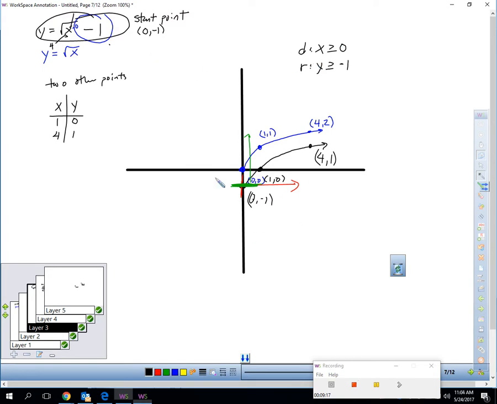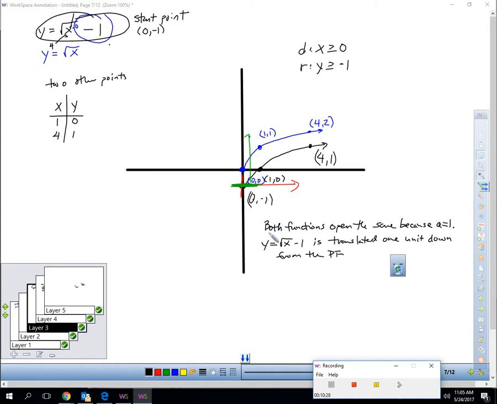Okay, let me write two sentences comparing these two now. And again, I'm writing two sentences here. Both functions open the same because a is 1. So you notice we had an a, 1 out front, so they both are going to look the same. However, y equals the square root of x minus 1 is translated 1 unit down. Okay, let's make sure we're clear why. It's translated 1 unit down because this starts at (0, -1), where the parent function starts at (0, 0). So it's just translated 1 unit down from the parent function. So there's two sentences comparing how they open and where they start.